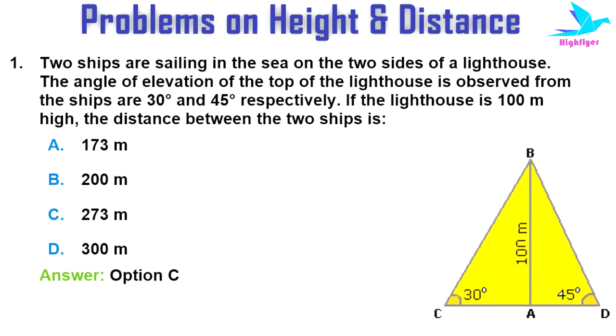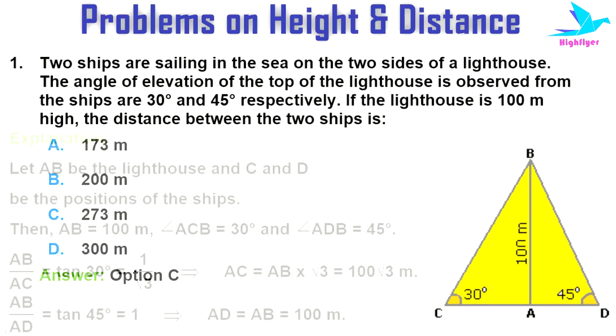Two ships are sailing in the sea on the two sides of a lighthouse. The angle of elevation of the top of the lighthouse is observed from the ships at 30 degree and 45 degree respectively. If the lighthouse is 100 meters high, the distance between the two ships is 173 meters, 200 meters, 273 meters or 300 meters. The right option is option C, 273 meters.